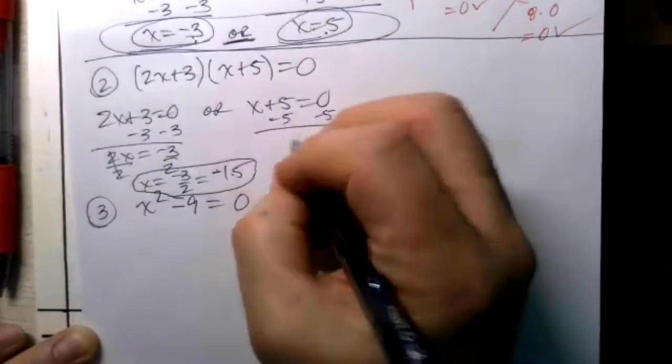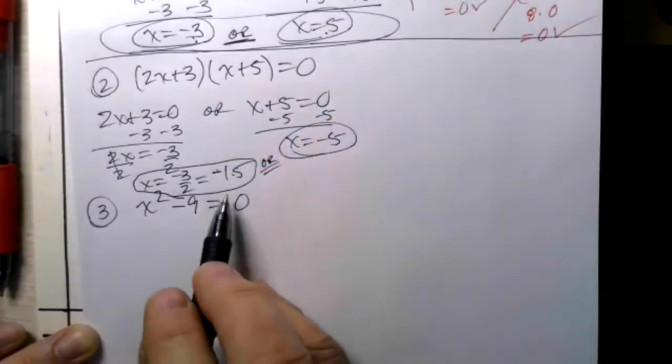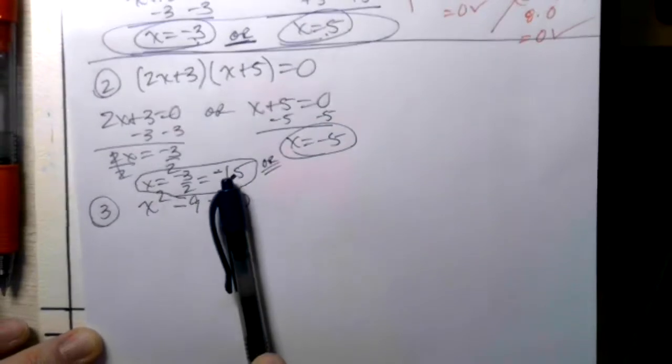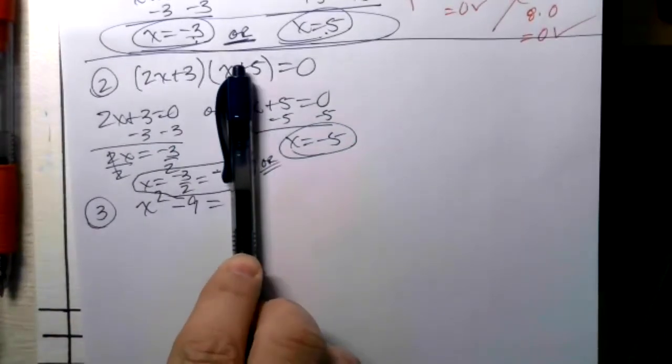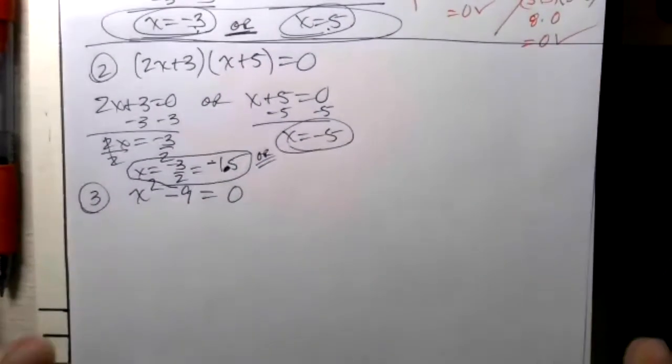-5, -5. x equals -5. I'm going to write the word "or" between them because x can't be both things at the same time. So again, we have two solutions. Whenever you have two factors, unless they're the same, you should expect to have two solutions.